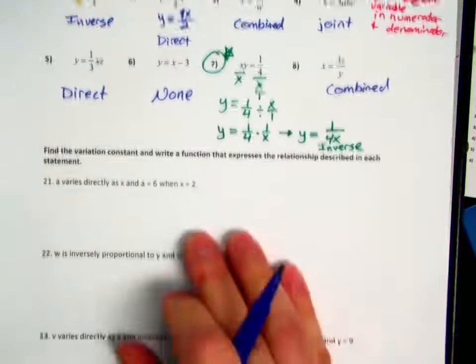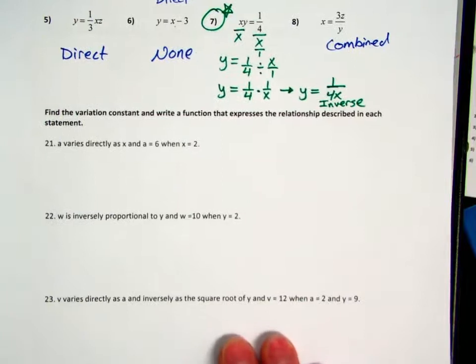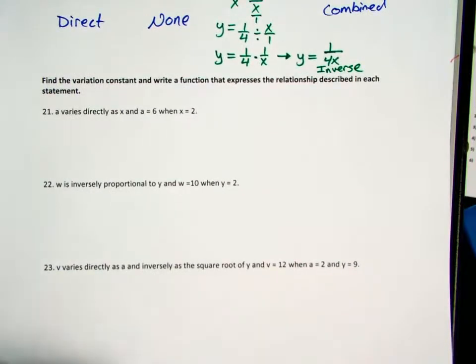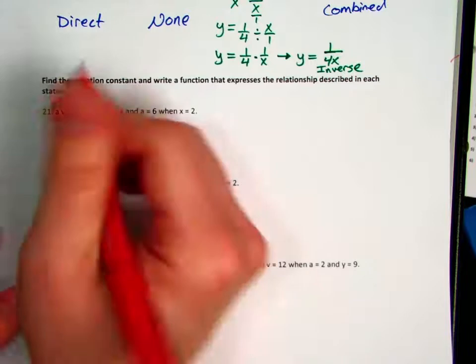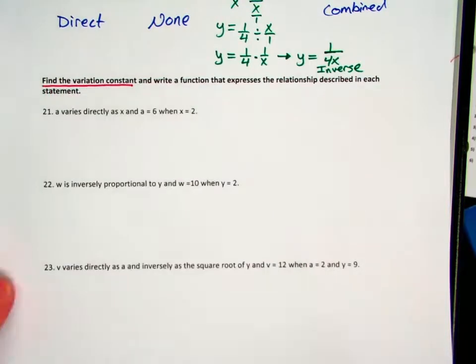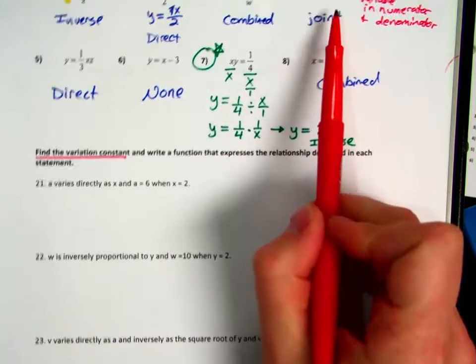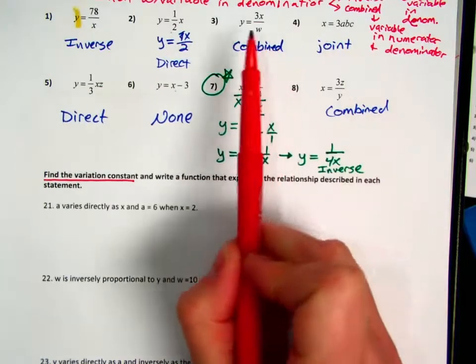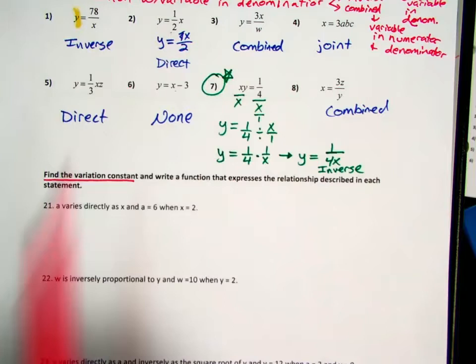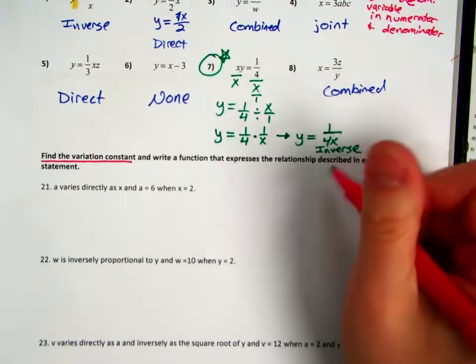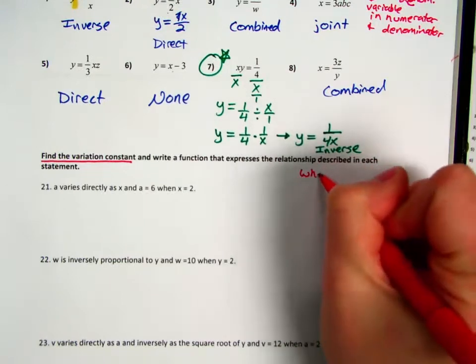All right, so now we're going to take a moment to actually create them and apply and find the constant on our own. So the big part of this next one is finding the variation constant on our own. In the problems up here, my variation constants were things like 3, 1/2, 78. So those numbers there are the constant of variation, and that's what we need to find. So over here on the side, I'm going to make my own little step list.